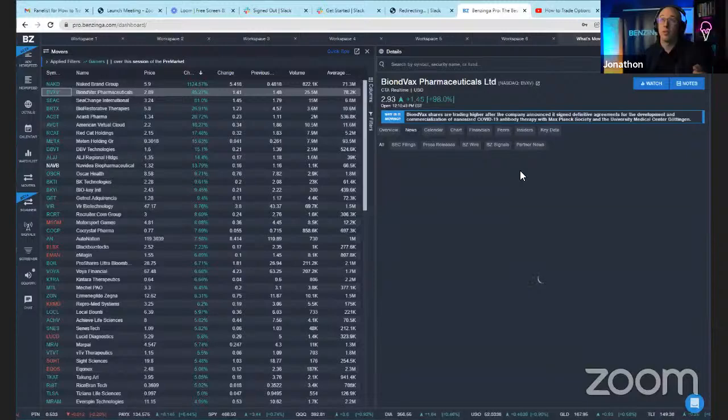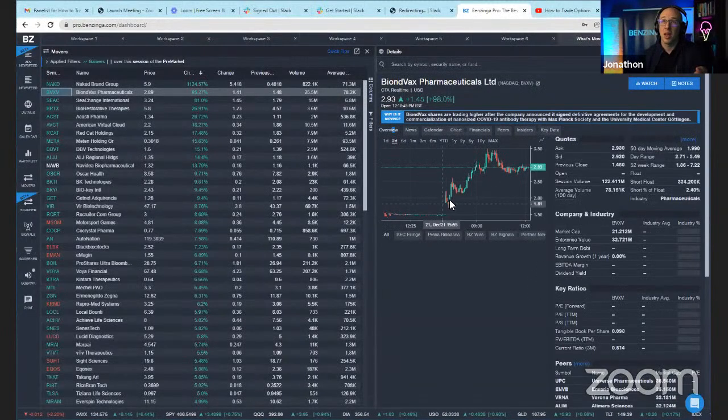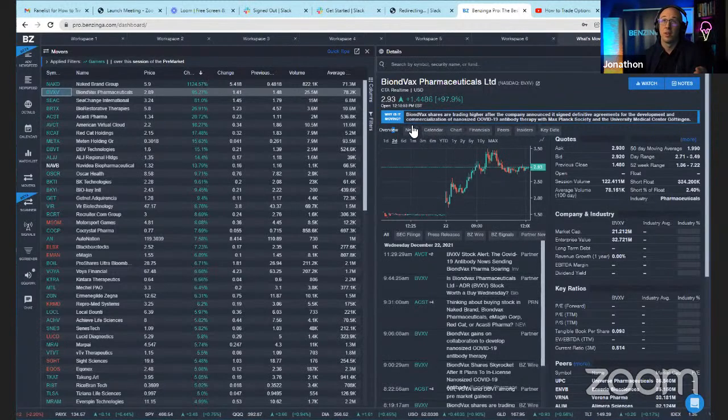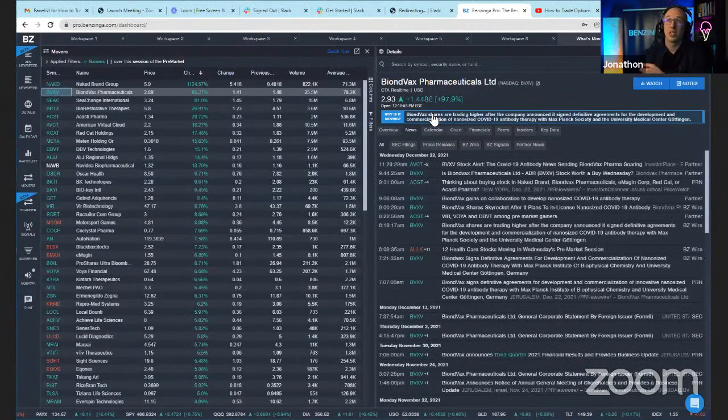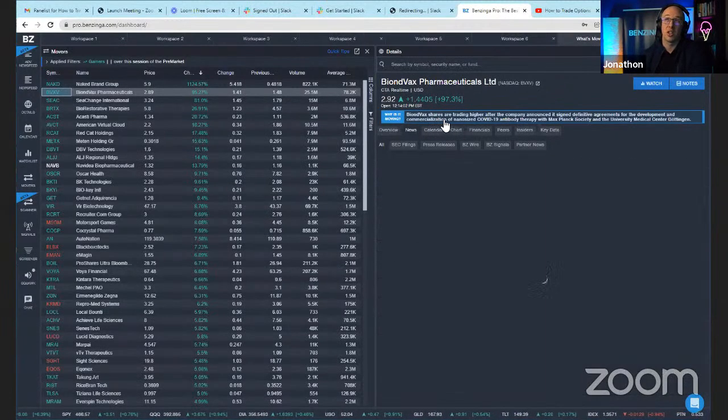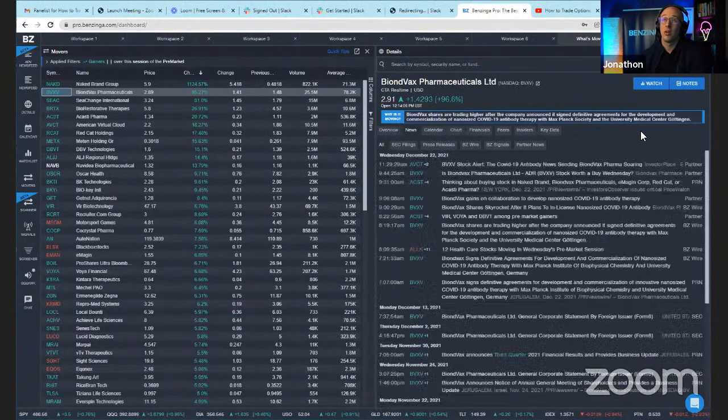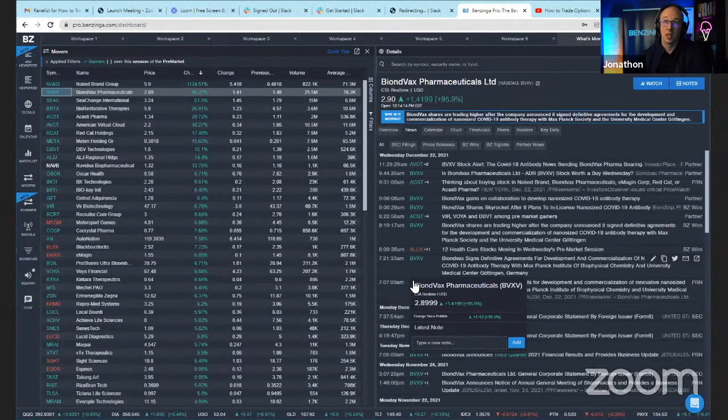But then we go over to BVXV, and we can see that that had a very significant move. And we have this "why is it moving" headline here saying that it signed definitive agreements for the development and commercialization of nano-sized COVID-19 antibody therapy. So basically, it got an agreement for a COVID-19 antibody therapy. That's good because they can make money off of it. And now it's up 95%.